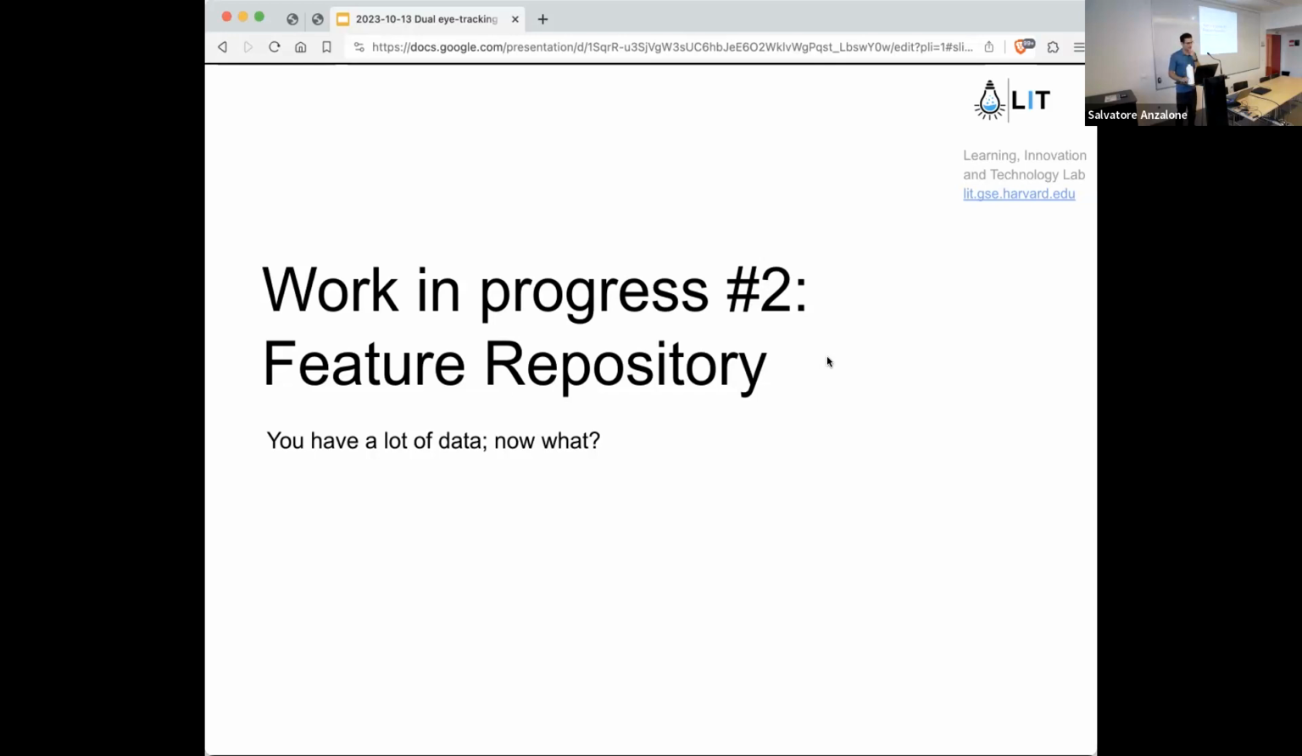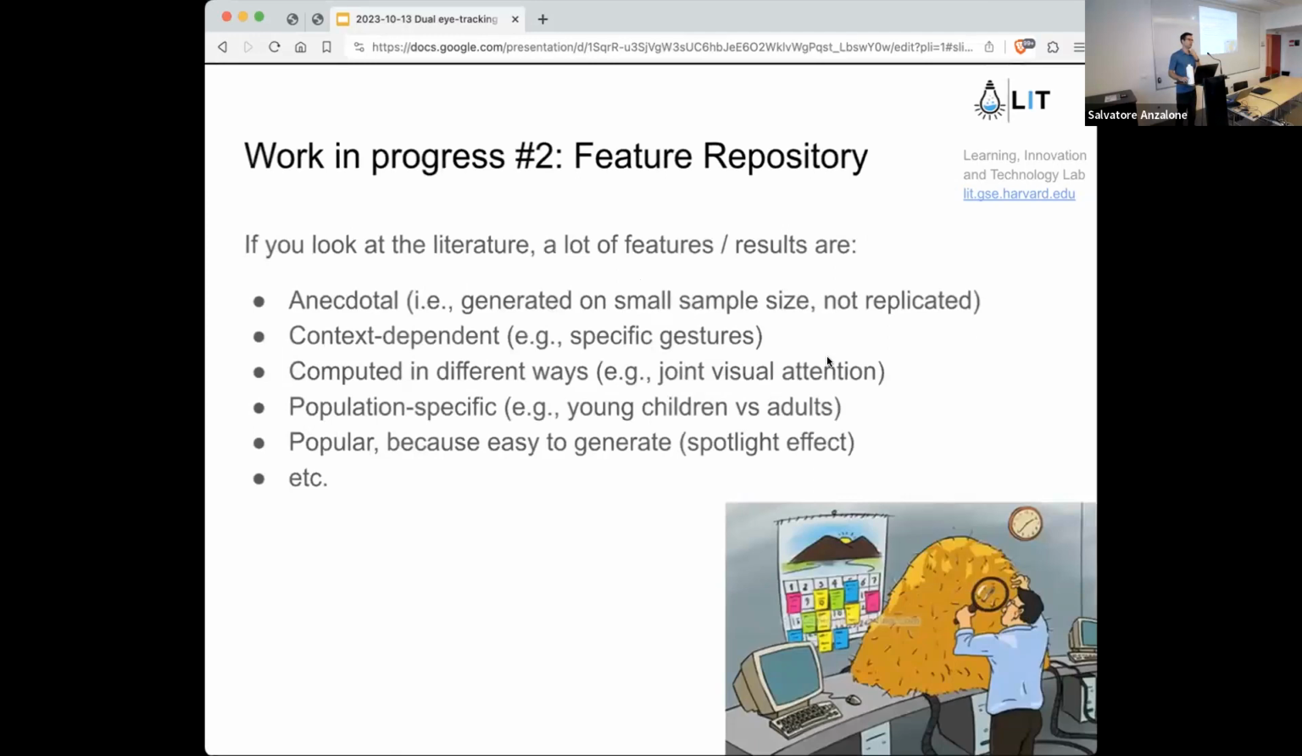So it's not a trivial question, because you can go on Google Scholar and get a bunch of papers, but a lot of the results are going to feel anecdotal. They're generated on a small sample size. They're not replicated. They might be context dependent. They're computed in different ways. They might be specific to a population. They might be popular because they're easy to generate, and so on. So we don't have very good overviews of what's going on in that space.